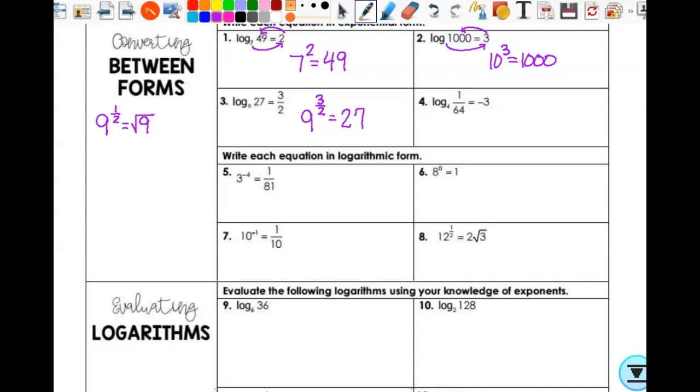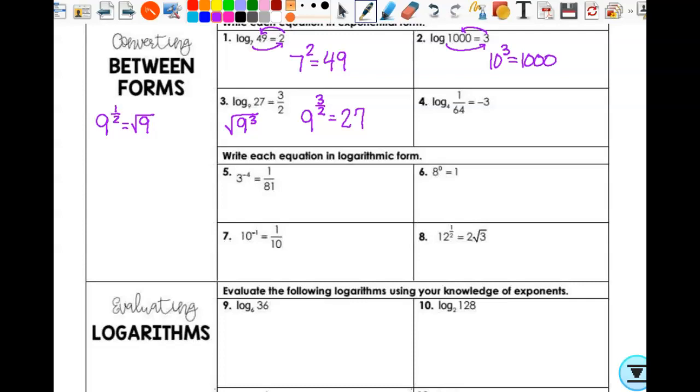Okay, so another way to write this would be the square root of 9 cubed. And when you have something like that, you can do whichever one you want first. You can cube it, or you can take the square root of it first. I think taking the square root of it first would be easier. Square root of 9 is 3. 3 cubed is 27. So that's why 9 to the 3/2 power gives you 27.